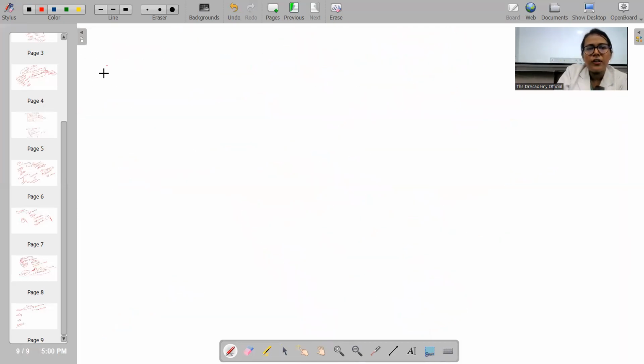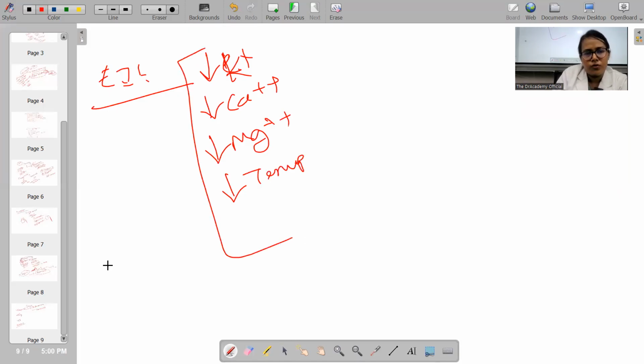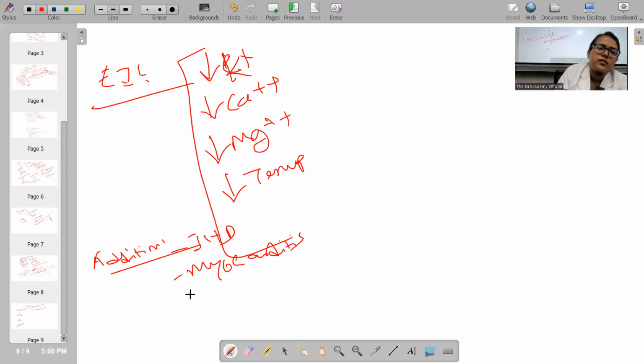Among the electrical imbalances, any of the hypo causes, for example hypokalemia, hypocalcemia, hypomagnesemia, and hypothermia, can cause long QT. Additional causes will be ischemic heart disease and myocarditis. An important one is subarachnoid hemorrhage. These are the important causes for long QT or polymorphic VT.